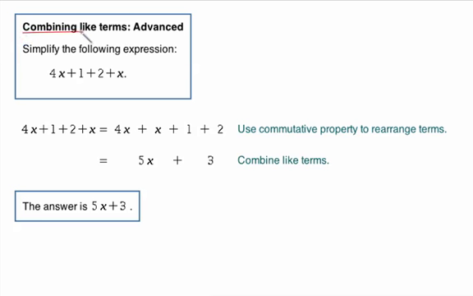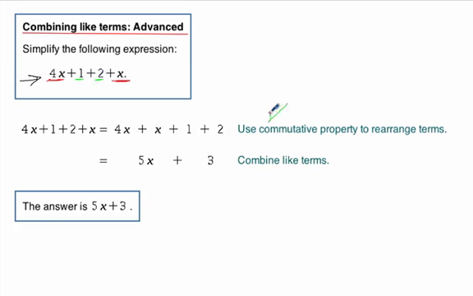Okay, here we're going to go to the next level, combining like terms advanced. So it's very similar to the combining like terms basic, except maybe there's more terms to combine. No big deal. Here's our example problem. Now notice we need to shop around and look for those things that are alike. Remember, like terms have the same variable part. And then, of course, regular numbers, those go together, so those are alike.